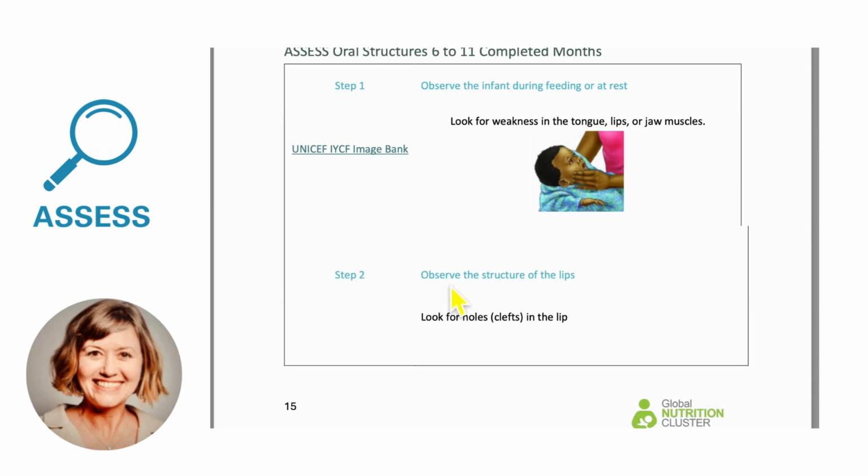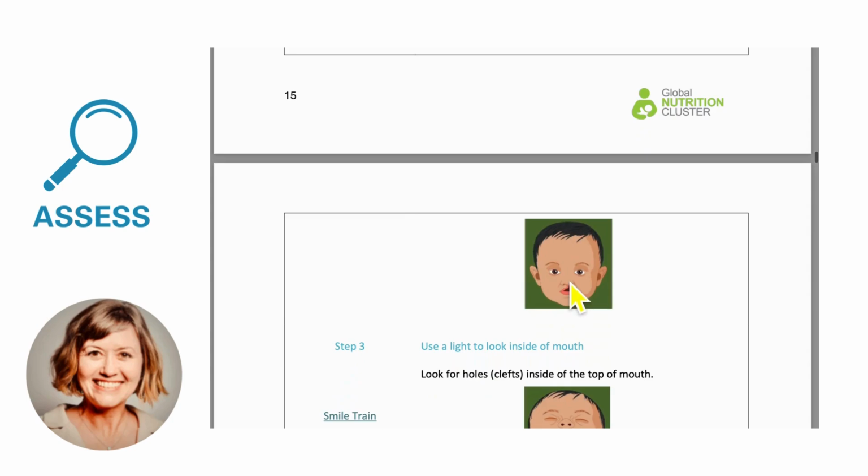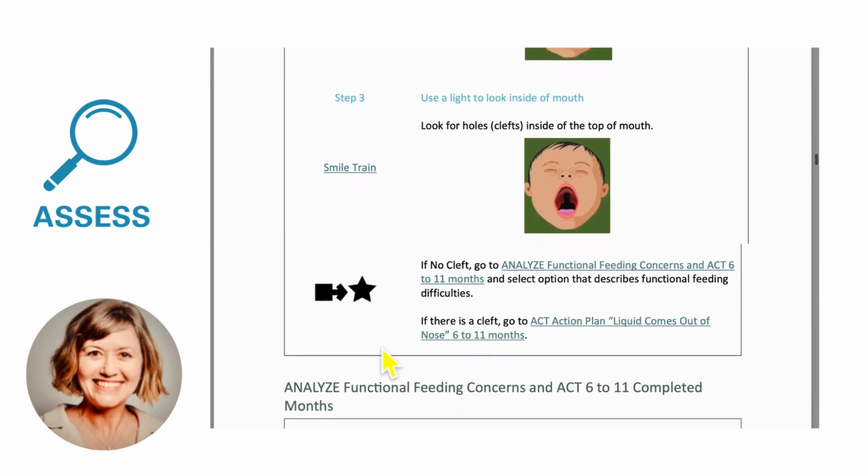Step 2, we'll observe the structure of the lips. What we're really looking for is any sort of hole or cleft. And then step 3, use a light to look inside of the mouth. Look for holes or clefts on the top or the roof of the mouth inside. Then you have some decisions to make.